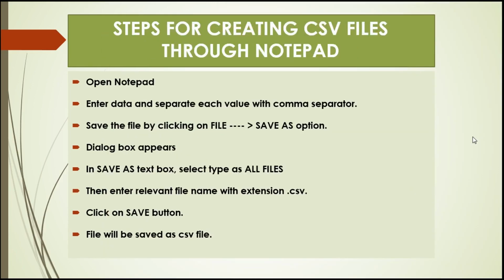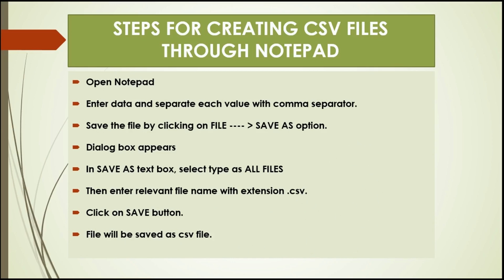Now let's see how to create CSV file through Notepad. For this, first open Notepad, enter data and separate each value with comma separator or any other kind of separator. Save the file by clicking on File, Save As option. Dialog box appears and in that dialog box type the file name and select Type as all files in the Save As list box. Then enter relevant file name with extension .csv. Click on Save button and your file will be saved as CSV file.